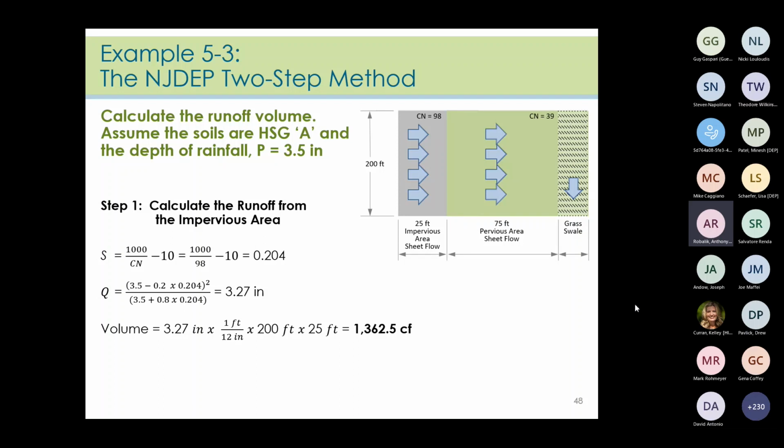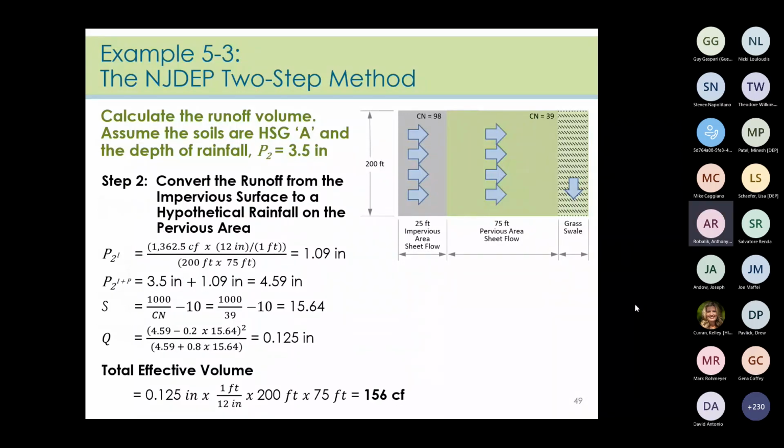And the next step is to assume this runoff is evenly distributed as rainfall falling over the adjacent pervious surface. So to begin that step, we take the runoff volume produced by the design storm falling onto the impervious area, in this case the 2-year storm, and we divide that previously calculated volume by the area of the down gradient pervious surface to get rainfall depth, converting units as necessary.